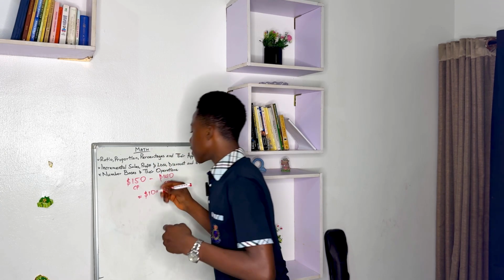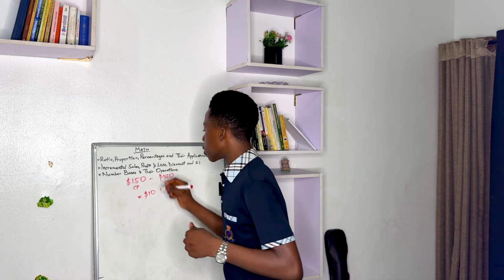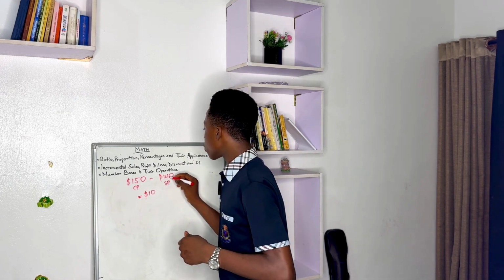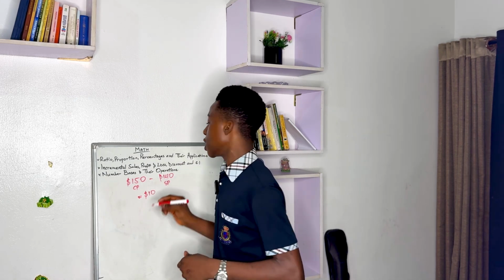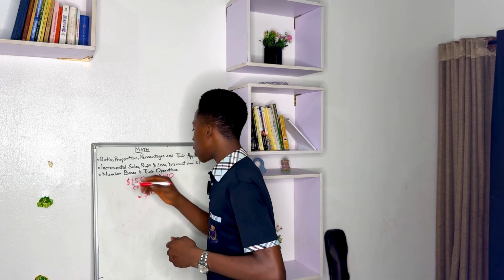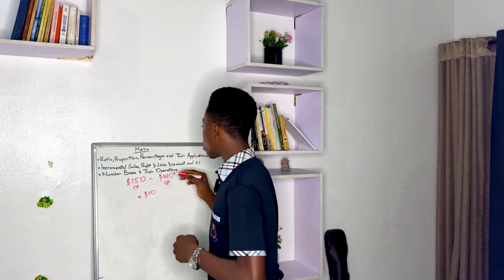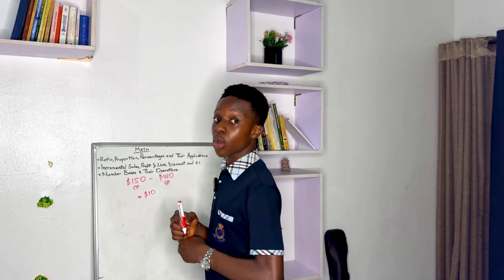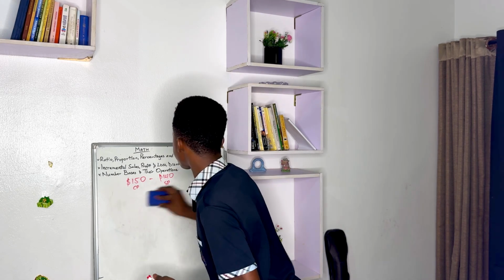All right, and the lesser the difference of the numbers, the less the loss. So because 140 is a very close number to 150, the loss was just $10, which isn't much. But let's say that the cost price, or how much you bought the watch, was $1,000 and you only sold it for $140. The loss would be really, really high.